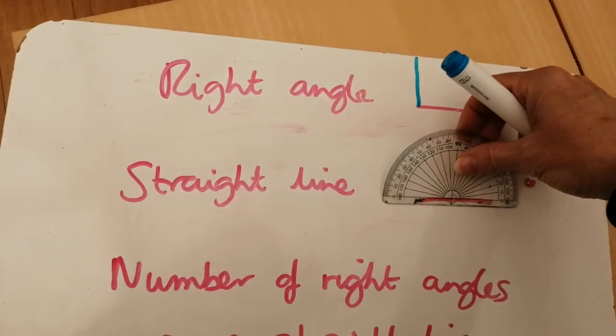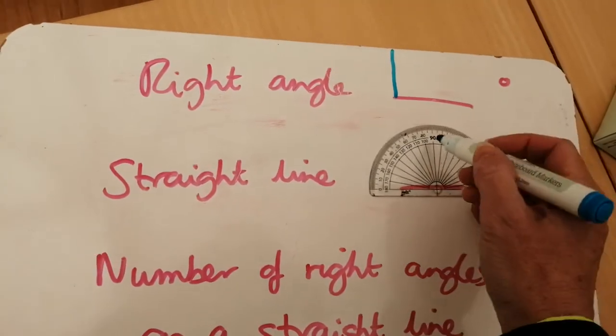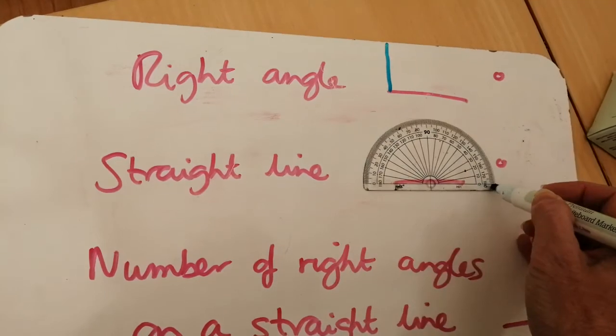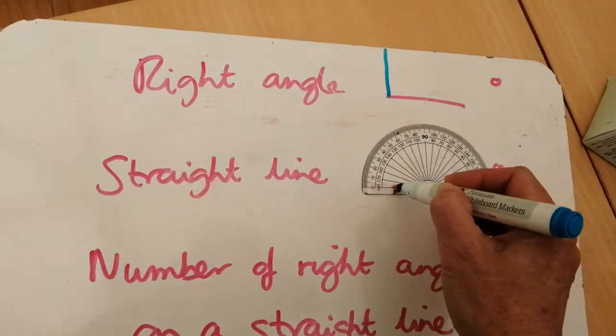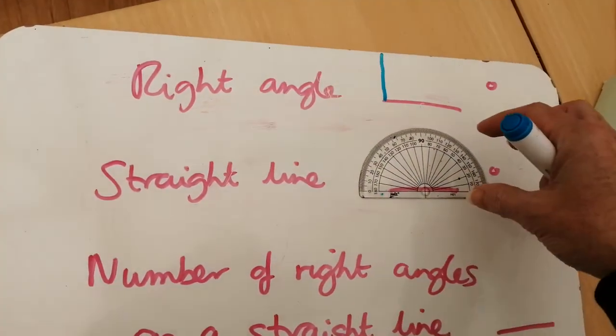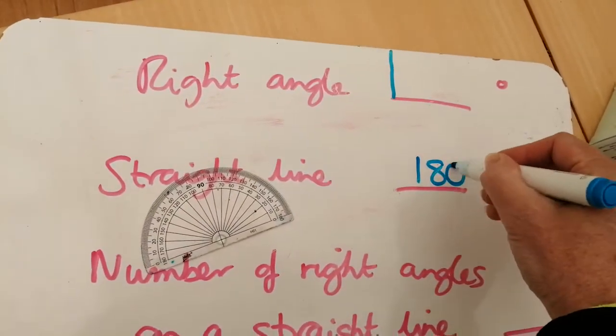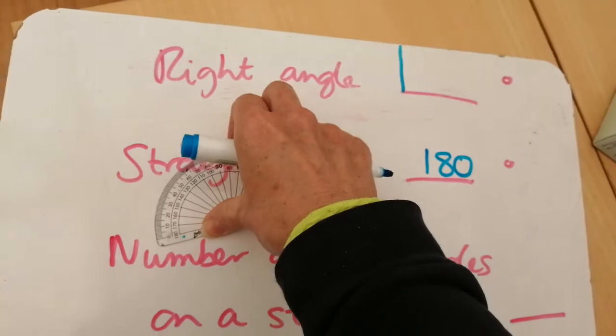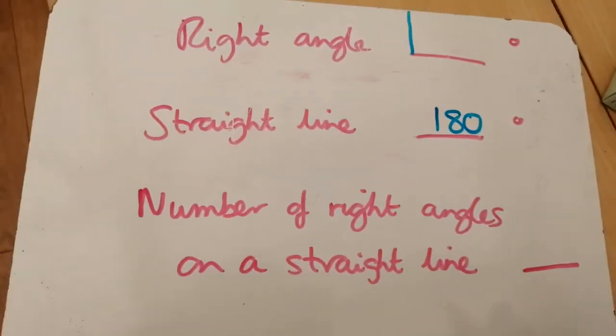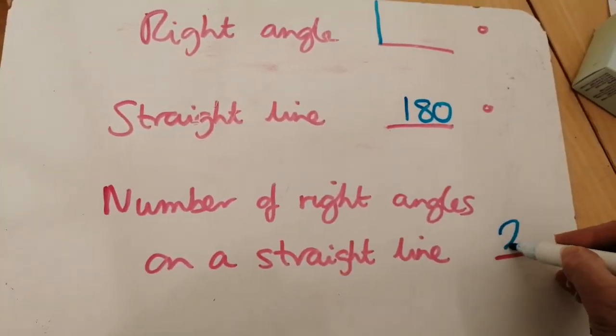So then on a straight line, we've got one right angle and another right angle. So 90 plus 90. And how many right angles was that in a straight line? It's 2.